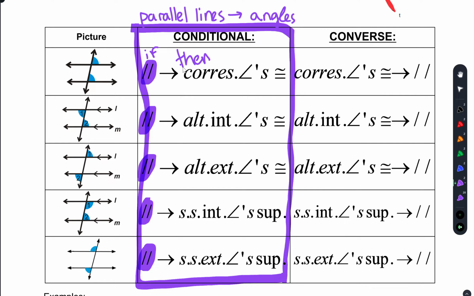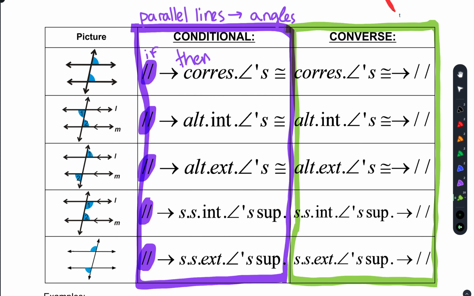These are if-then statements. What we are going to add on today is the reverse of that, the converse, which states, if I know something about these angles, then that must imply that the lines are parallel. So angles imply parallel lines. Or if something about the angles, then lines are parallel. Do we see how they are if-then statements?